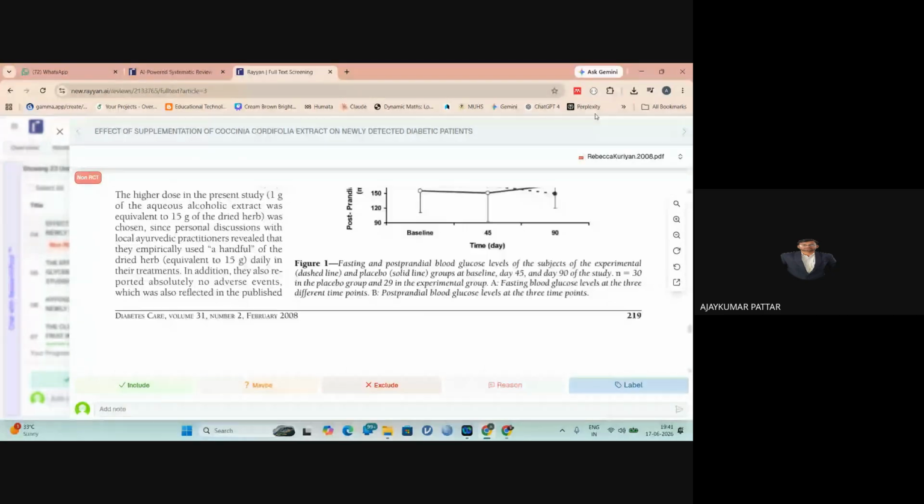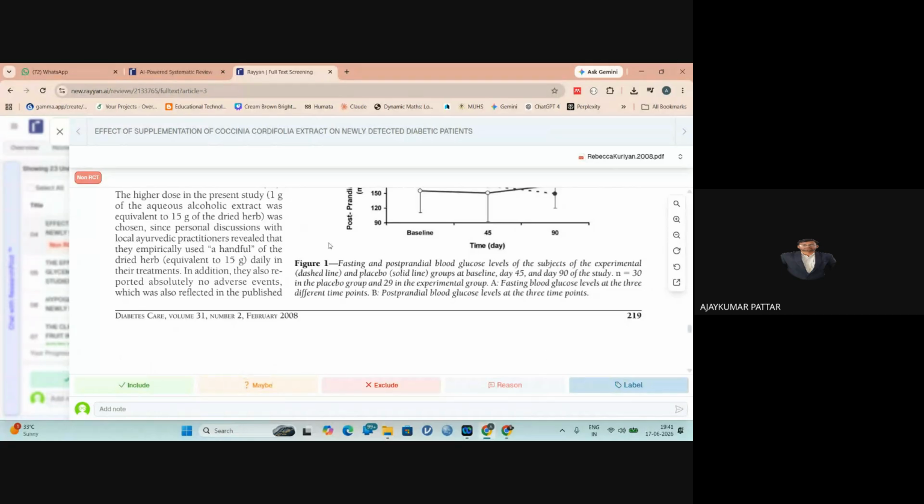So now for process purpose, I will click on include. The same as title and abstract screening, the other options are there. If you are excluding, give the reason why you are excluding. If you are including, there is no need of giving the reason. If any conflict or confusion is there, you can give maybe, and you can also give a label.